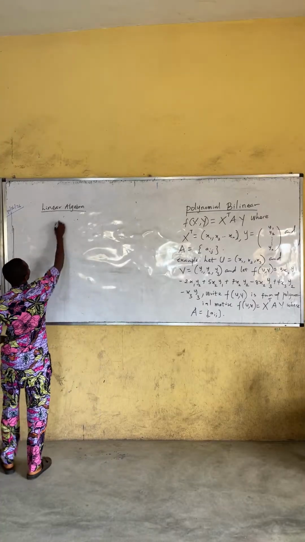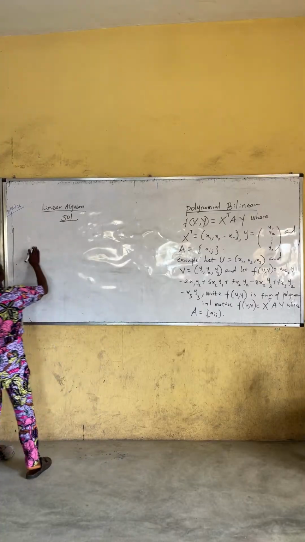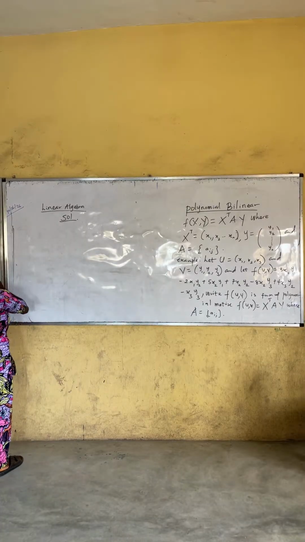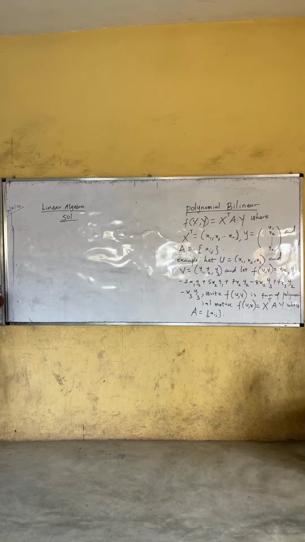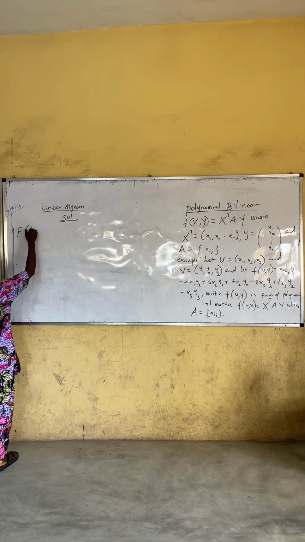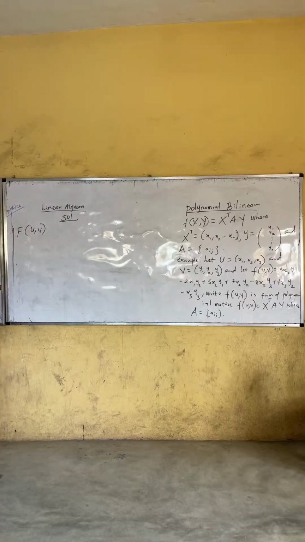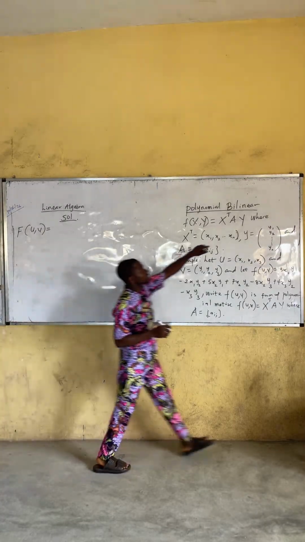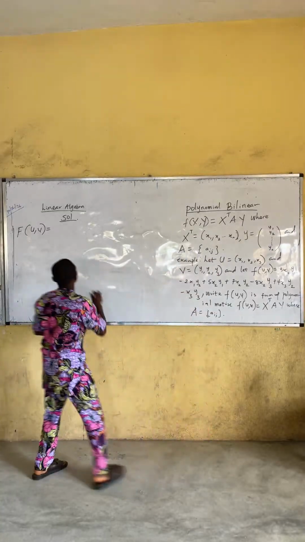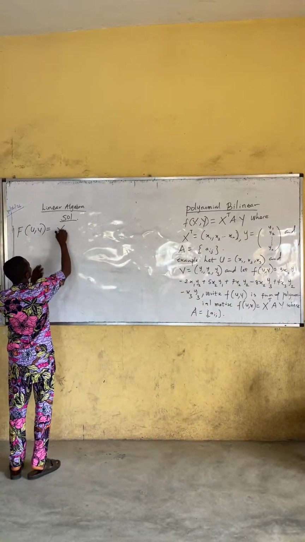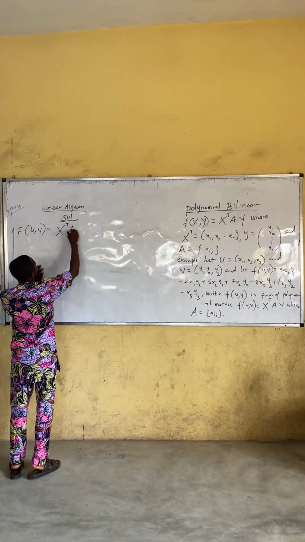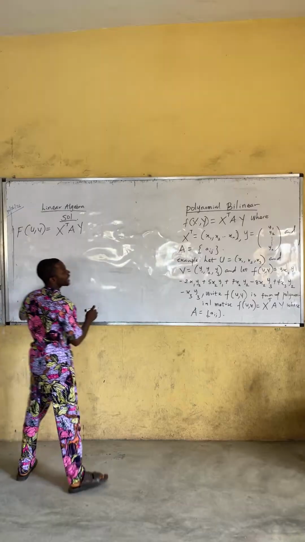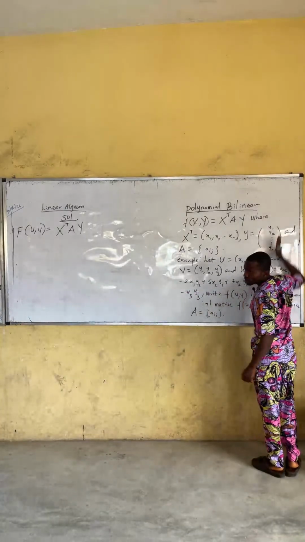Okay, let me write the solution. Just write, please follow up. Who can tell me? F of U, V is equal to what? Transpose of S multiplied by matrix A, then by Y, where Y is in column.